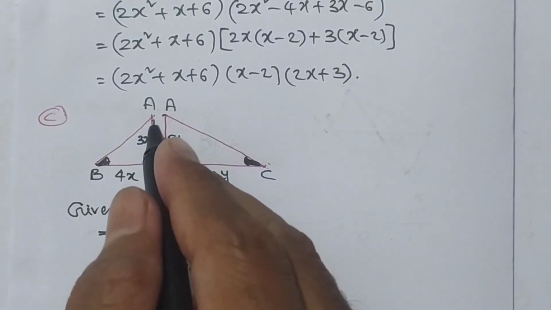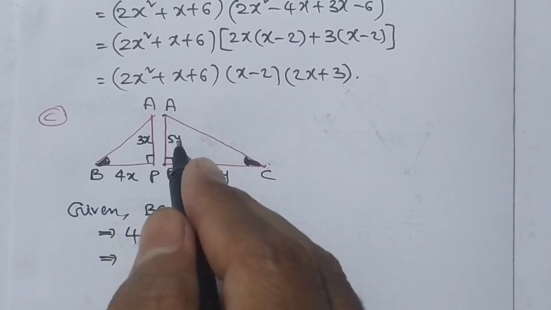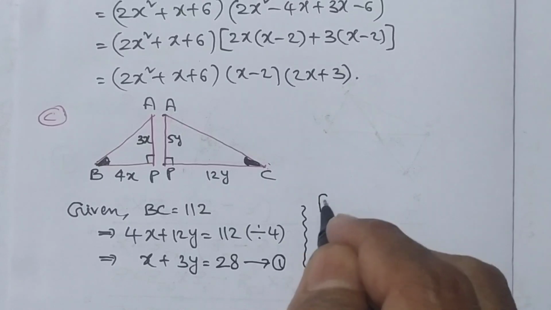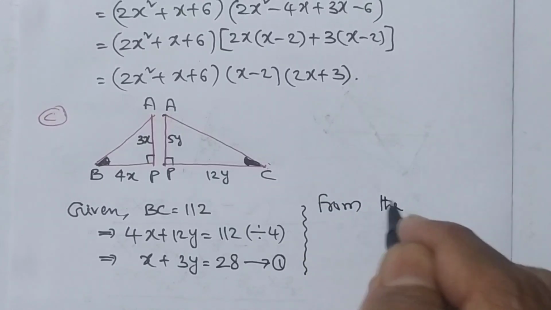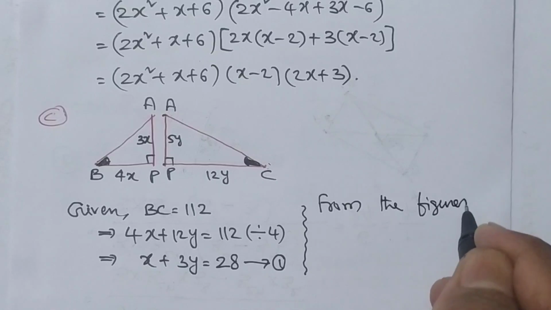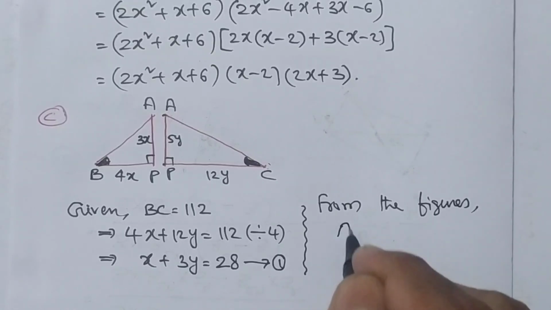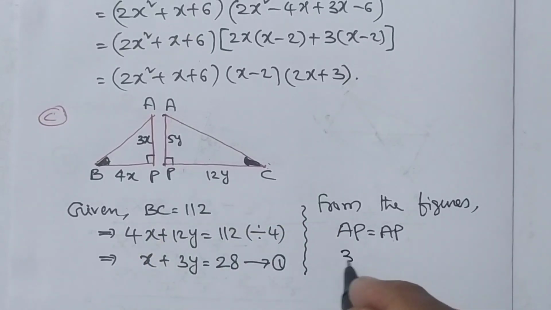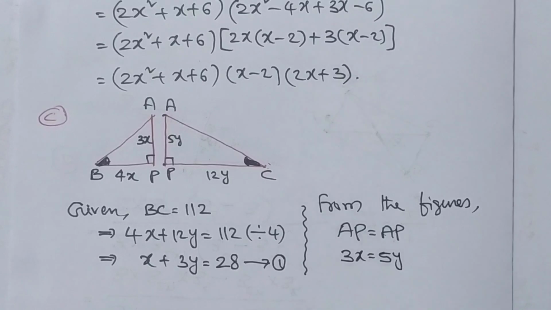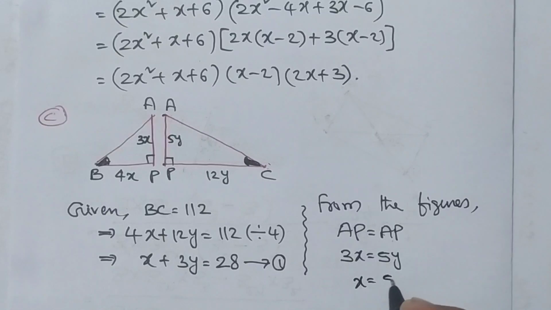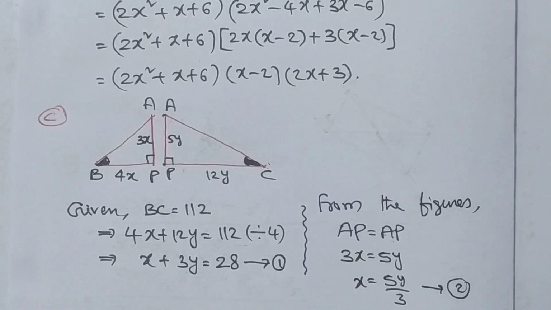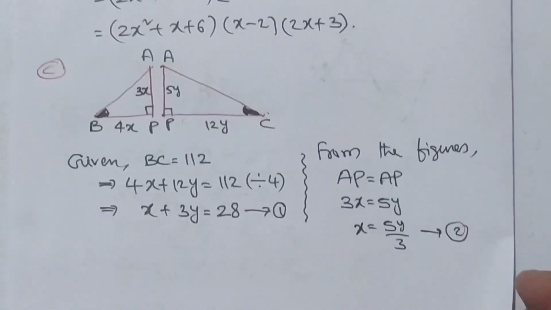At the same time, when we split the triangle, you see AP both are same, means 3x equal to 5y. From the figure, we can say in both the cases APs are equal. Of course, both are the same. So here 3x is equal to 5y, right? Now we can say x as 5y by 3. Let us take this as equation number 2. Now from 1 and 2 we continue this problem.